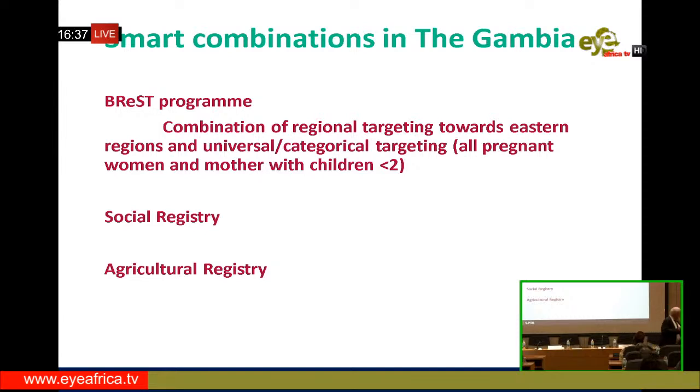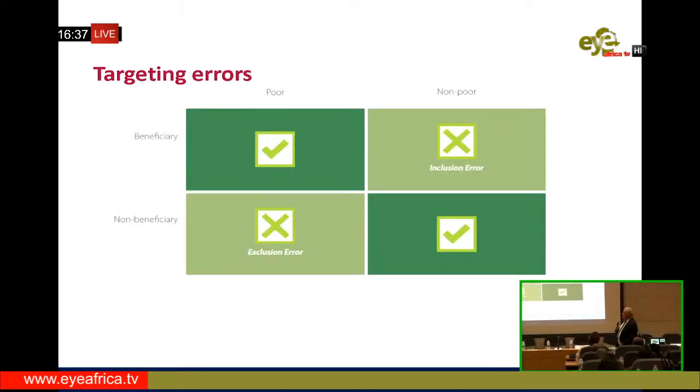And then, okay, I'm afraid my story is also informed. It's not a very happy story. That means we will have to think beyond simple solutions. What I'm going to show you is about targeting errors. The right boxes are the dark green boxes. So if you're poor, then you should get a benefit. If you're non-poor, you should not be a beneficiary, right?